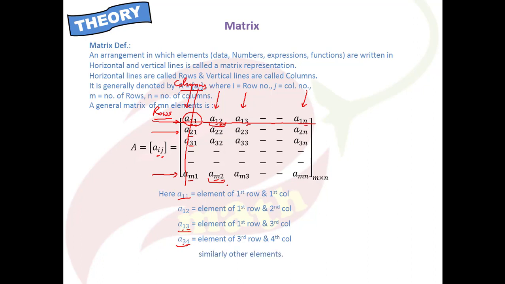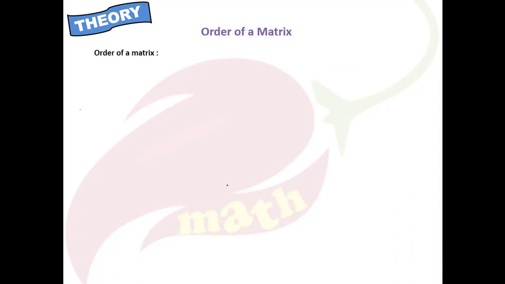Okay. Next we have order. Now what is the order of a matrix? It is the number of elements. Order of a matrix is equal to number of rows into number of columns, that is number of elements.